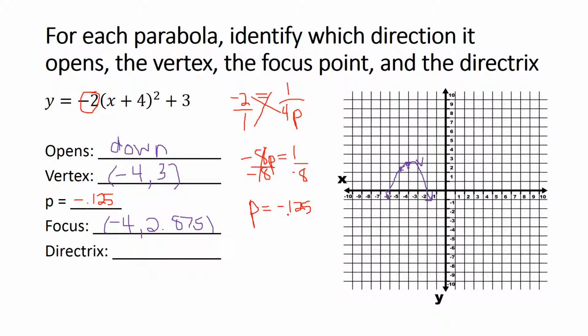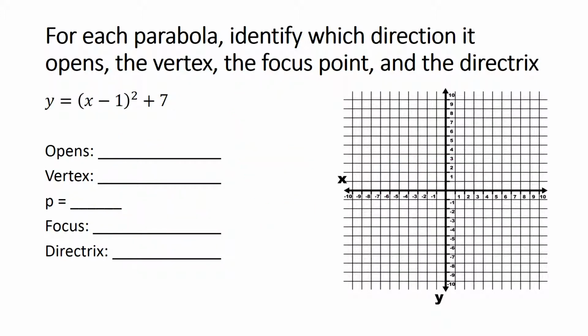The directrix is going to be 0.125, but in the opposite direction. So from the vertex, I would go up by 0.125. So you can see I'm crossing the y-axis slightly above 3. I would be crossing the y-axis at 3.125. To check your answer, press play.